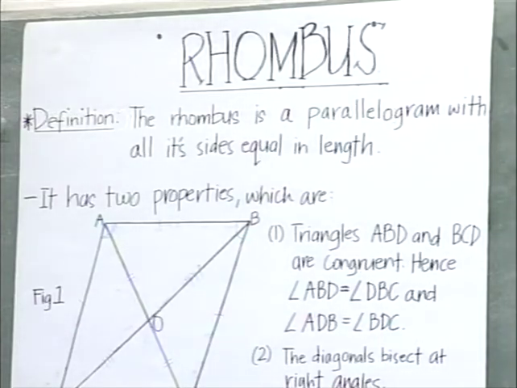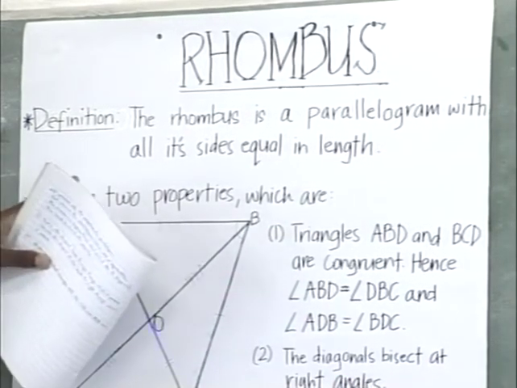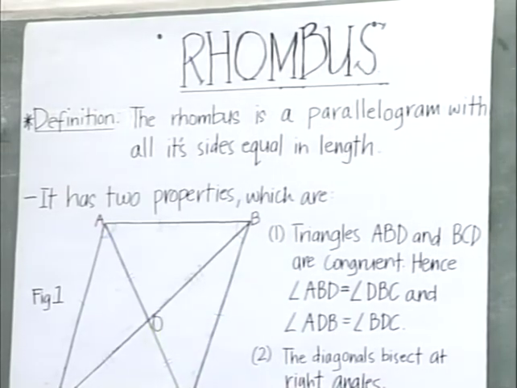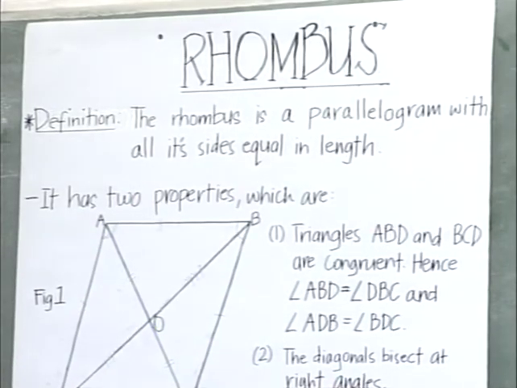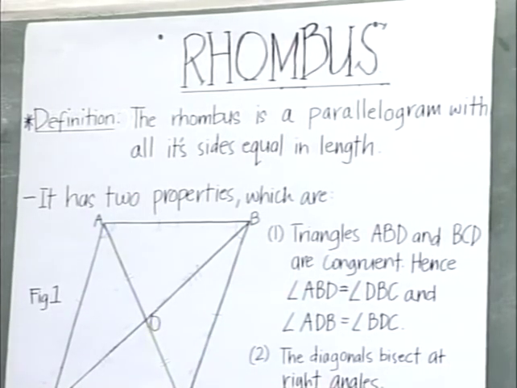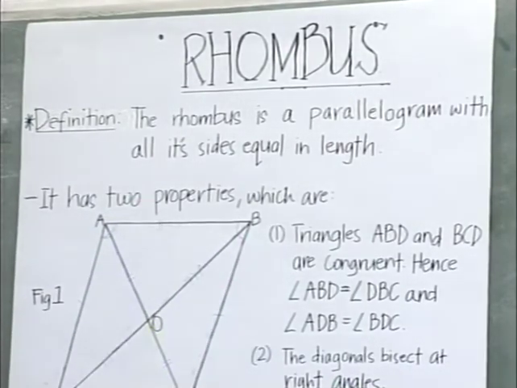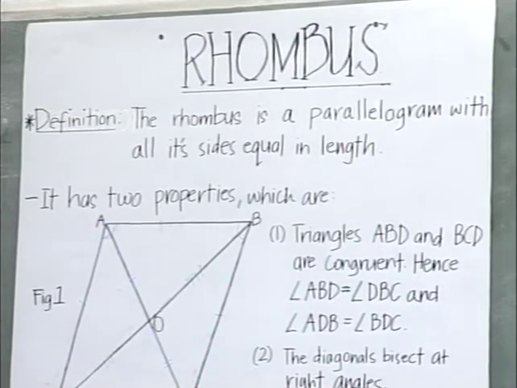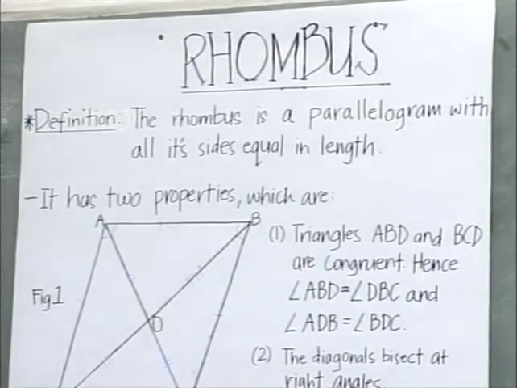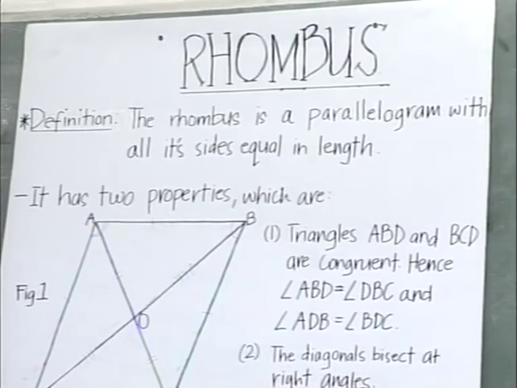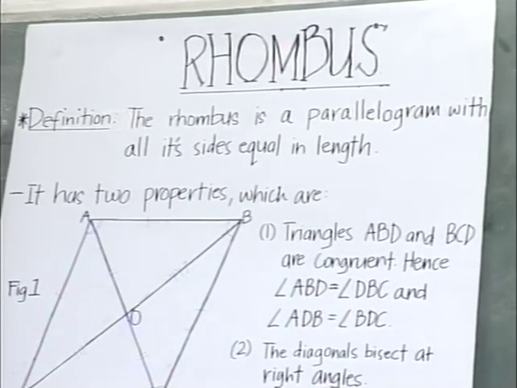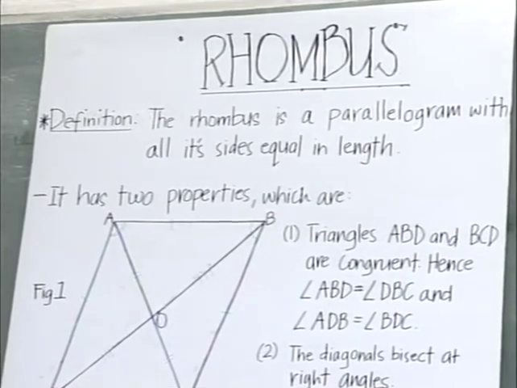Our topic today is based on rhombus. Definition: the rhombus is a parallelogram with all its sides equal in length. It possesses all the properties of a parallelogram, whereas the parallelogram has no axis of symmetry. The rhombus is symmetrical about each of its diagonals.